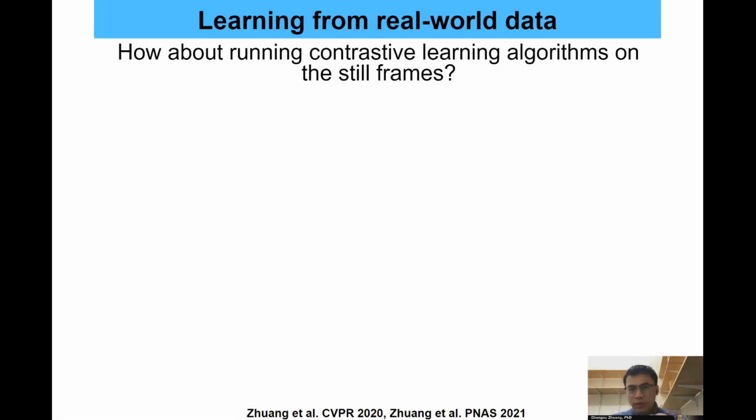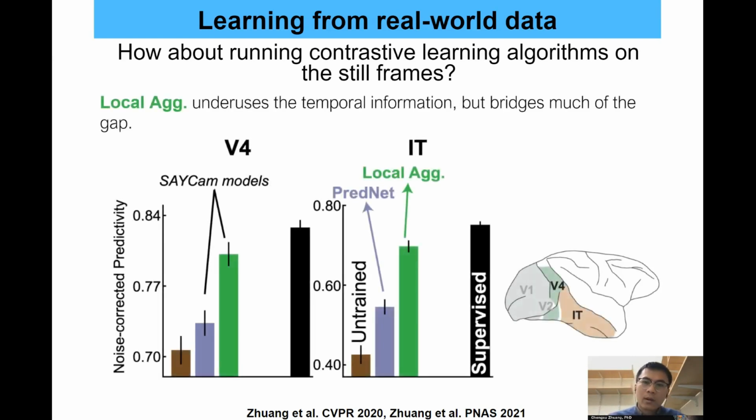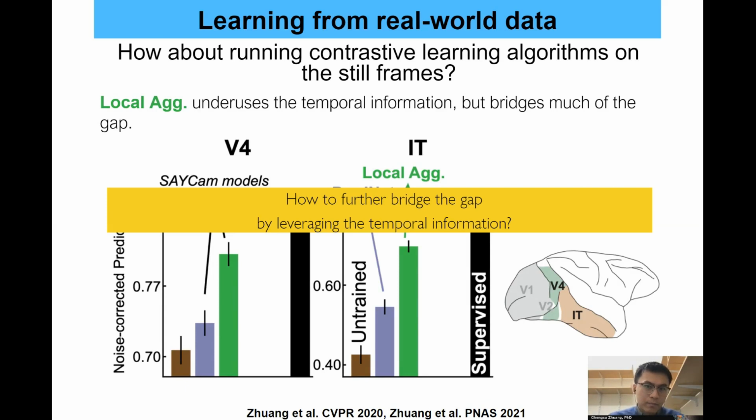So in the previous project, I used these contrastive learning algorithms. How about just running them on the still frames without using any temporal information? What we can see is that local aggregation actually bridges much of the gap, although it underuses the temporal information. So how to further bridge the gap by leveraging the temporal information?